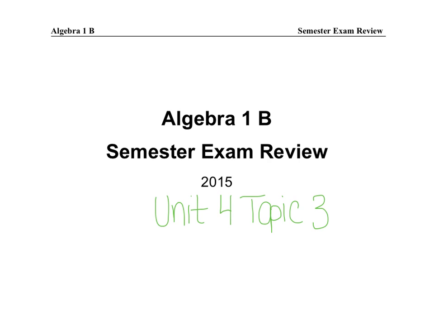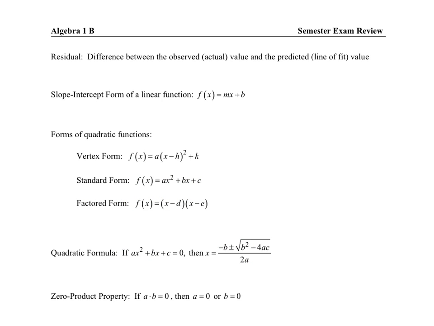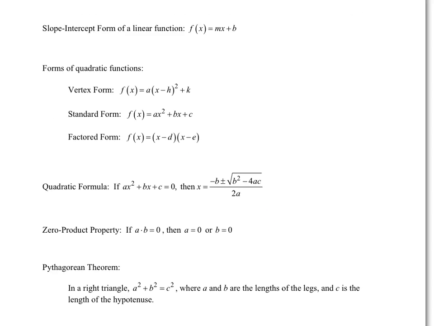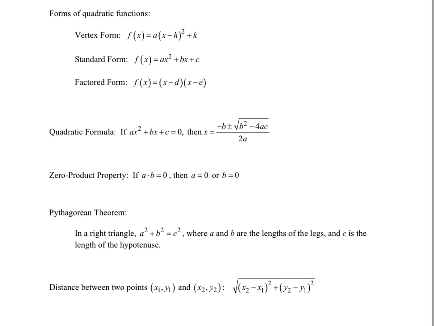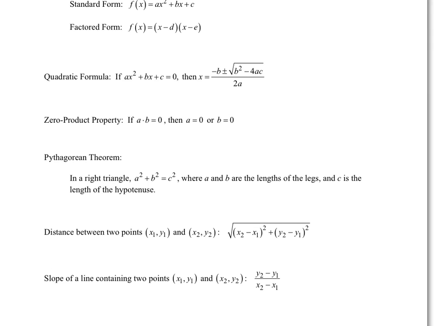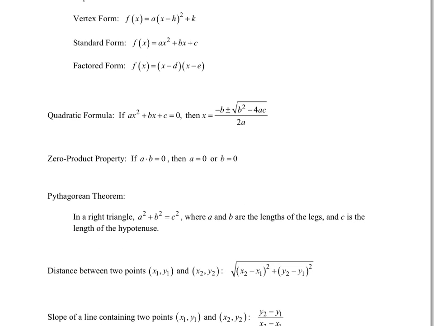This is the Algebra 1B semester exam review for Unit 4, Topic 3. This is the formula sheet that will be given to you on the exam. You really want to pay attention to this, especially for this unit topic, because the quadratic formula is here, and the zero product property, Pythagorean's theorem, the distance formula. All of these are going to be really important things that we're going to be using in Unit 4, Topic 3.